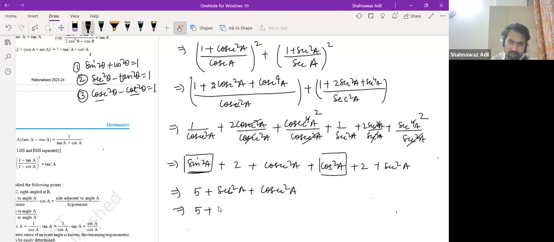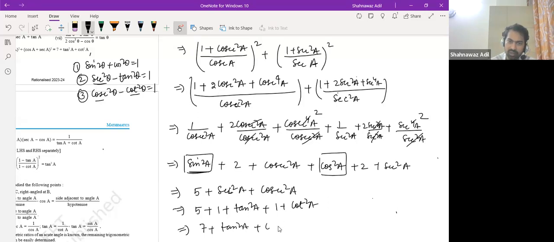1 by tan square A... 1 by or 1 plus? So this is 1 plus. Yeah, so 1 plus tan square A, and then similarly this is 1 plus cot square. So we have 5 and then 7 plus tan square A and plus cot square, which is the origin.